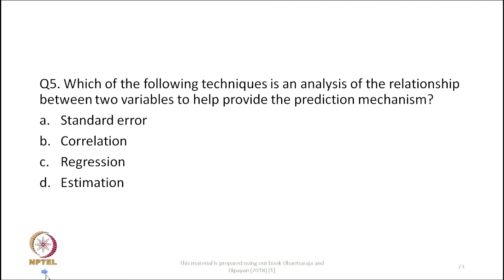Fifth question, which one of the following techniques is an analysis of the relationship between two variables to help provide the prediction mechanism? There are four options: standard error, correlation, regression, estimation. The correct option is regression.